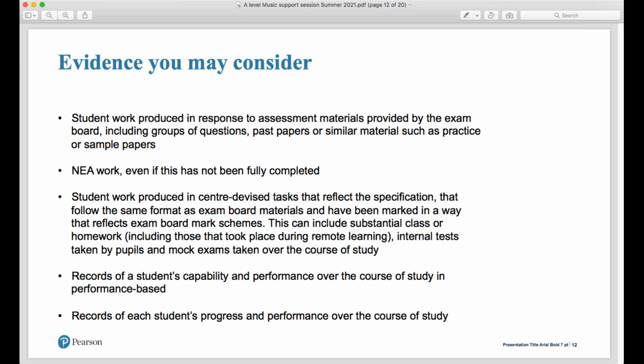Can we use compositional technique work from year 12? I mean, that is something that can help inform their performance over the course of study, although obviously the compositional techniques, the brief assessing technique, were removed for assessment from the NEA for this academic year. It can also show their learning and progress on the course as well.